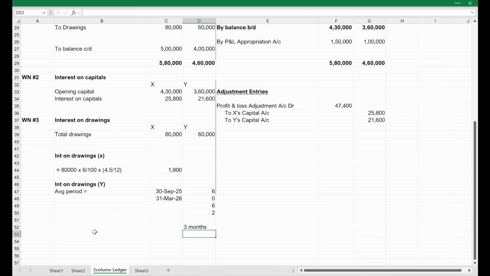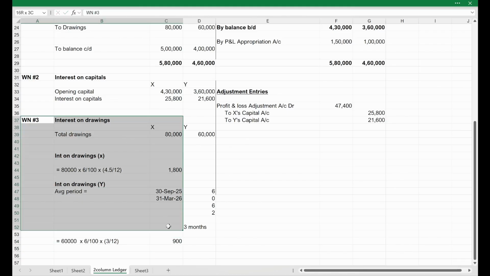Now let us substitute this computation here. Total drawings is 60,000 for Y multiplied by, again, 6 by 100 multiplied by, we just found out the average period to be 3 months. Therefore, let us give this in computation. 60,000 into 6% rate of interest into 3 divided by 12. You have 900 rupees interest on drawings.